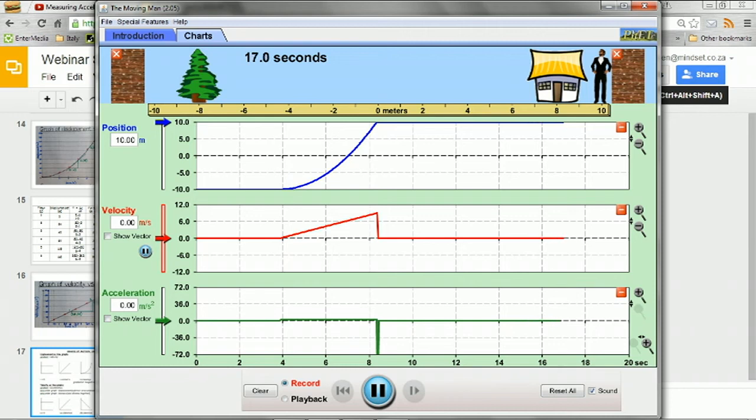You can play with these axes. I can't do it now, but I can play with the axis and bring it down. So you're zooming in. Zooming, so there we go. I can now see that he was accelerating at a constant 2 meters per second squared. So that's the one that's really cute.